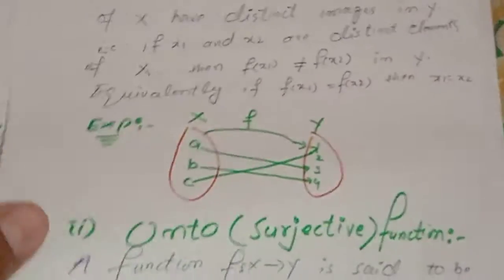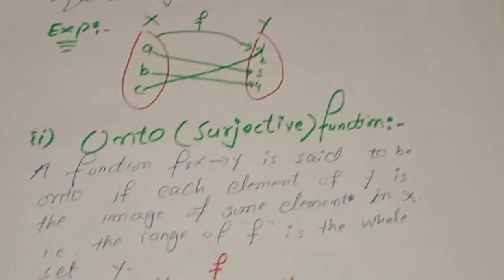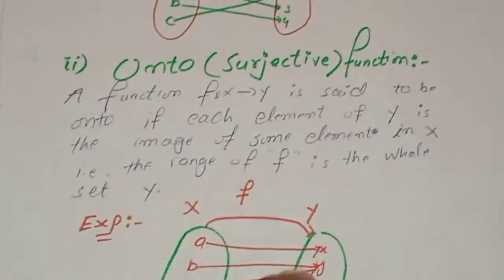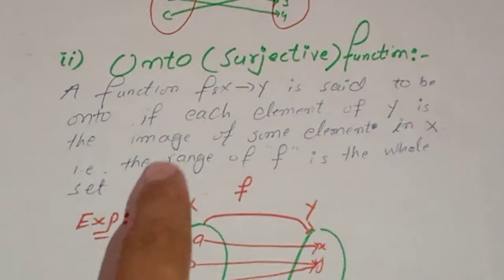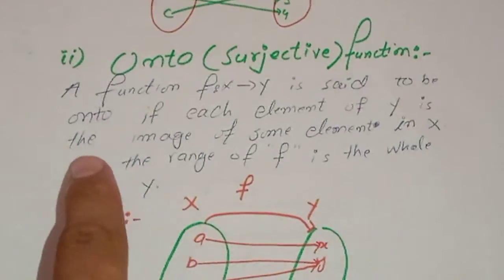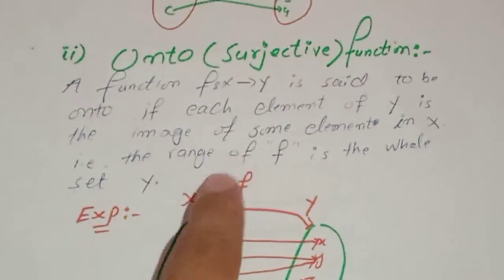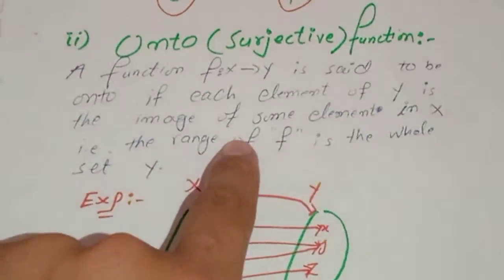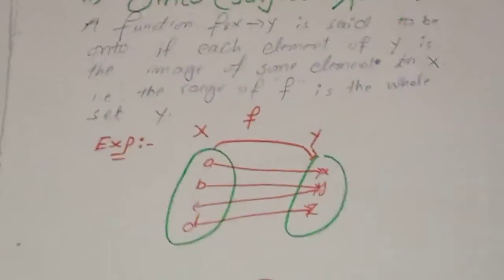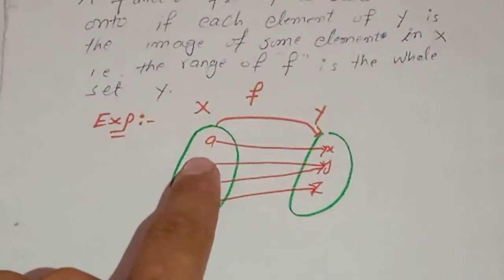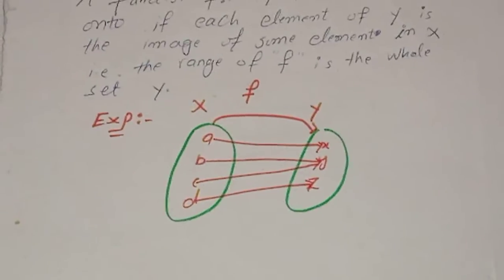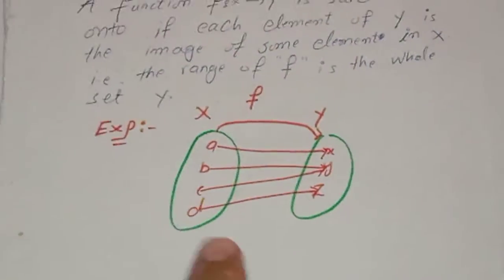Number second, onto or surjective function. A function f from X to Y is said to be onto if each element of Y is the image of some element in X. The range of f is the whole set Y. It means that the range set Y will be completely used.